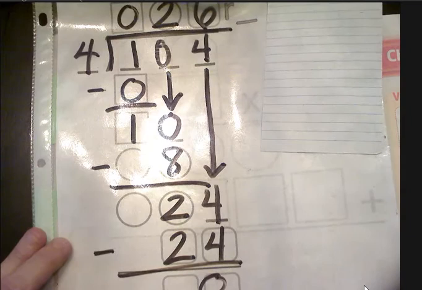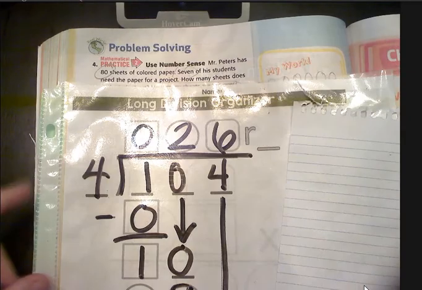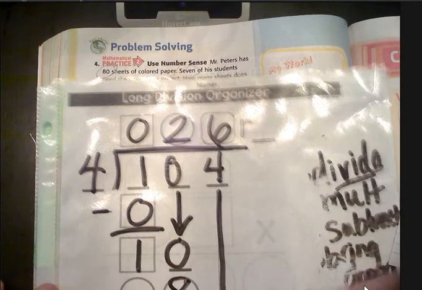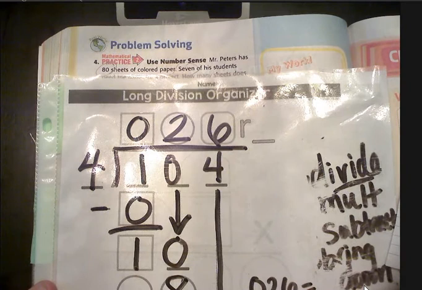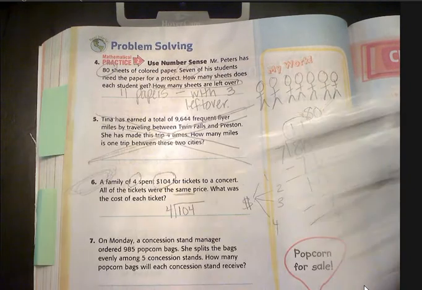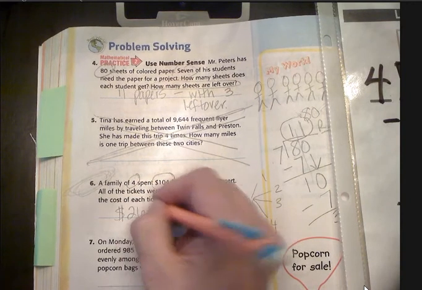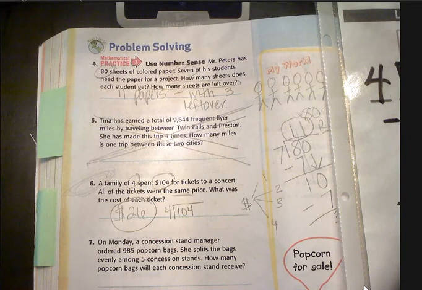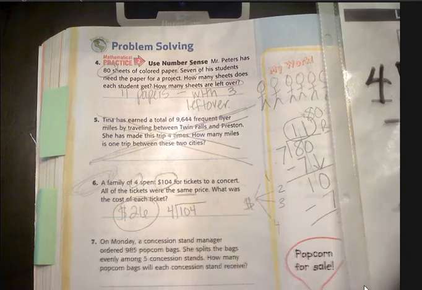There's nothing left over. Now, 0.26 is the same thing as 26, right? 0.26 is equal to 26. So they didn't spend $0.26 on each person. They spent $26 on each person. $26 on each person.